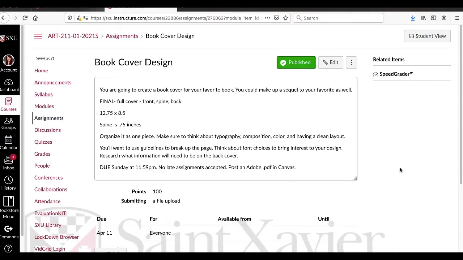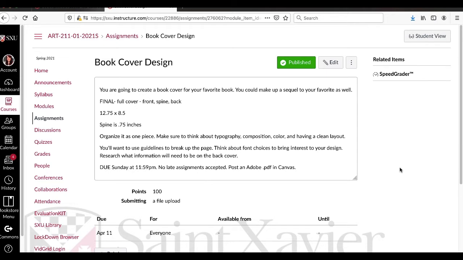All right, so now back to my computer screen. All right, so what are we actually doing? You're going to create a book cover for your favorite book. You can make up a sequel to your favorite book as well if you feel like you can't quite break away from what the actual cover is. So your final is going to be the full cover. So imagine that jacket sleeve kind of opened up. You'll have the front, the spine, and the back all in one piece, and I'll go over what I mean by this.